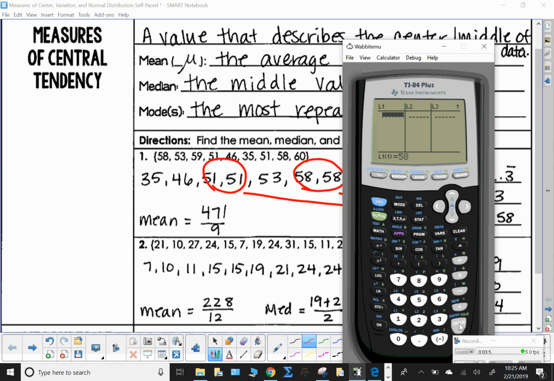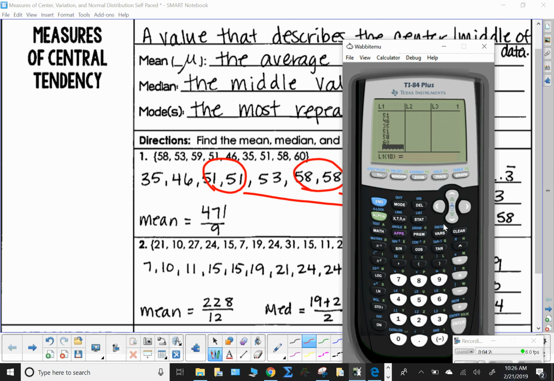So 58, 53, 59. This gets boring, I know, to watch the video doing this, but I can't get this done ahead of time because as soon as it goes away, it's not there. 5, 51, 58, and 60. So, I've got all the data in. Now, oops, let me put 60 in there.